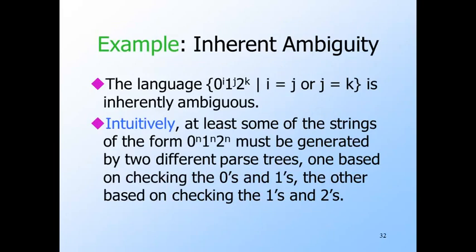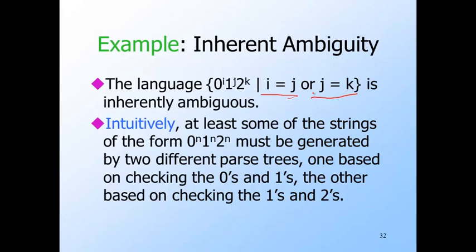We're not going to get into the proofs of what I just said, but I'll give you an example of an inherently ambiguous language. The set of strings of the form some number of zeros followed by some number of ones followed by some number of twos, such that either the numbers of zeros and ones are the same, that would be this condition, i equals j, or the numbers of ones and twos are the same, that would be j equals k, or both, of course. The problem is that any grammar for this language must generate at least some of the strings with equal numbers of all three symbols in two different ways.